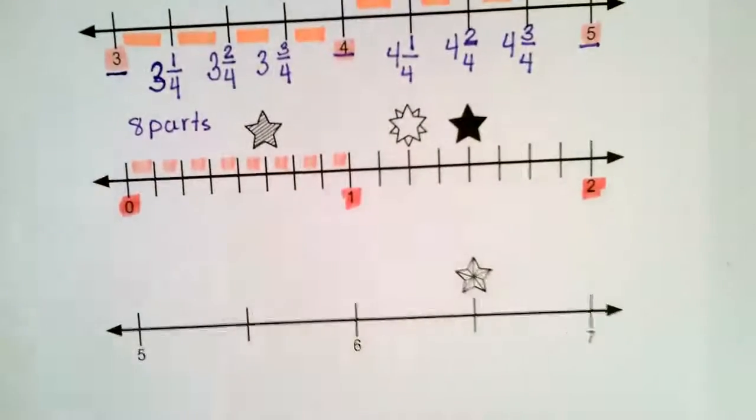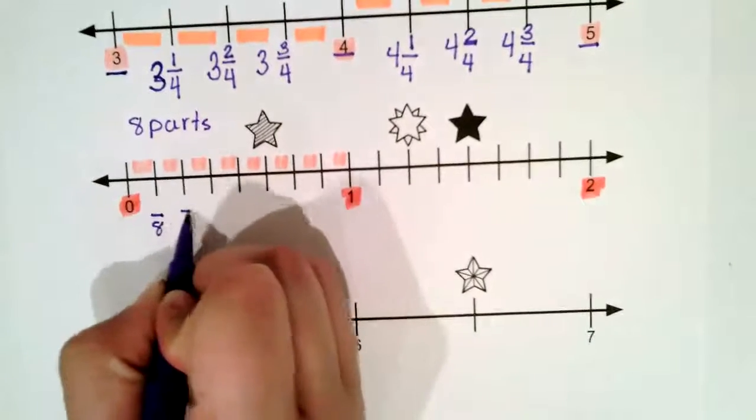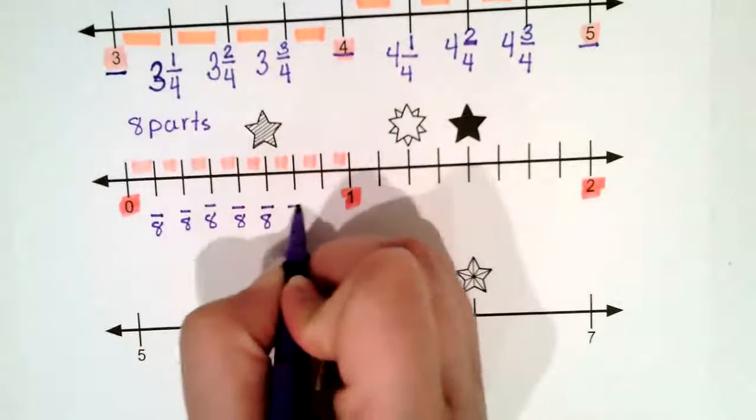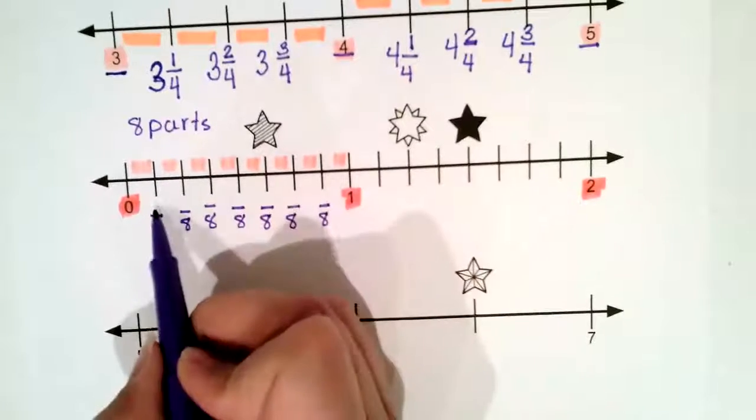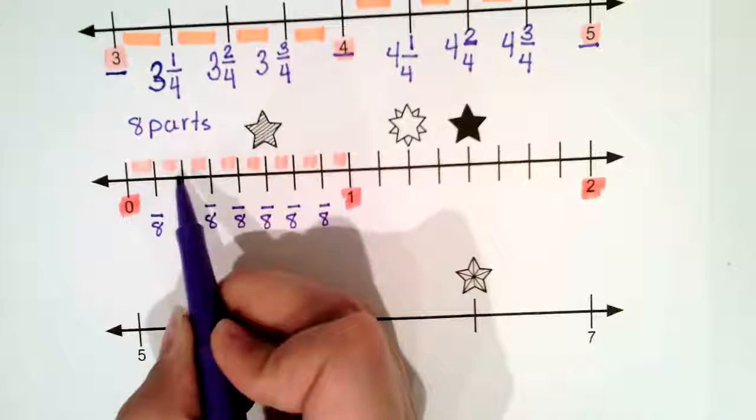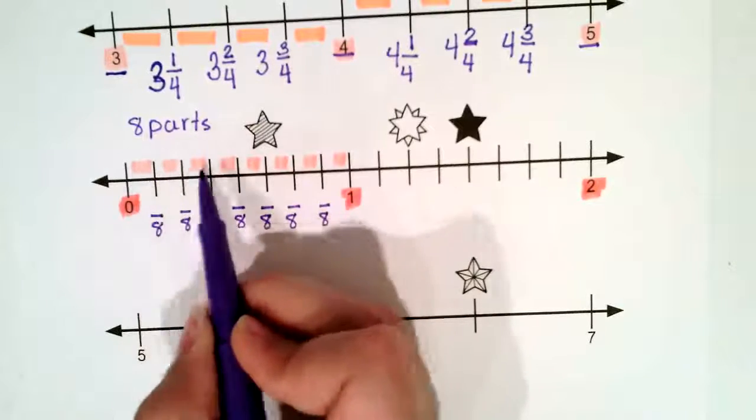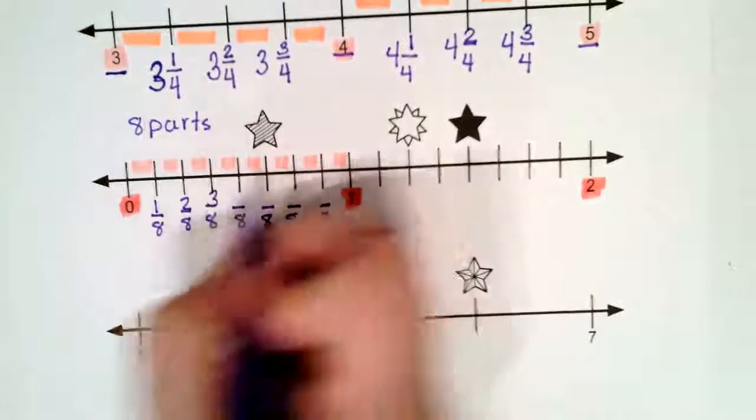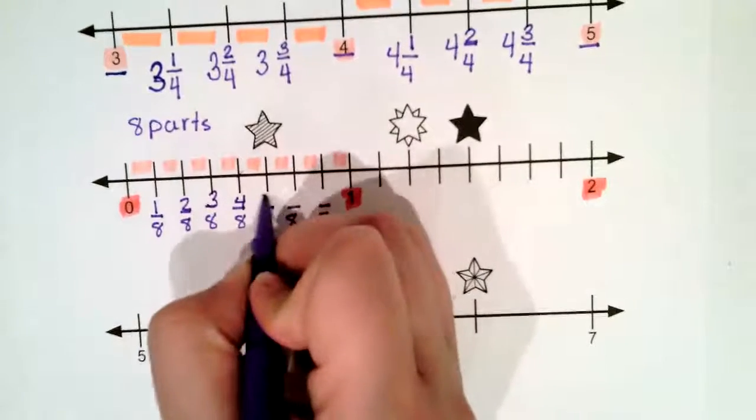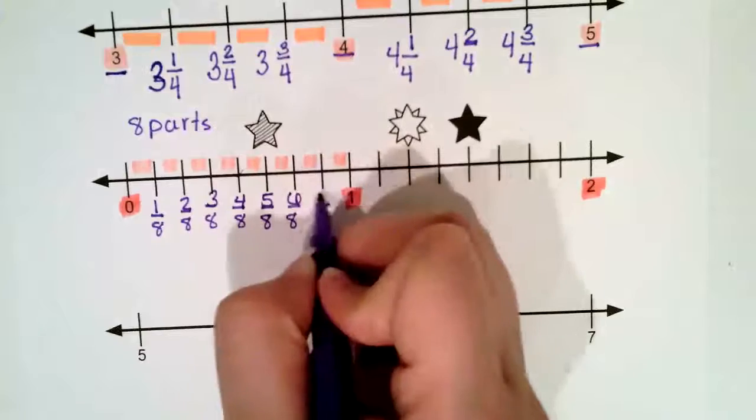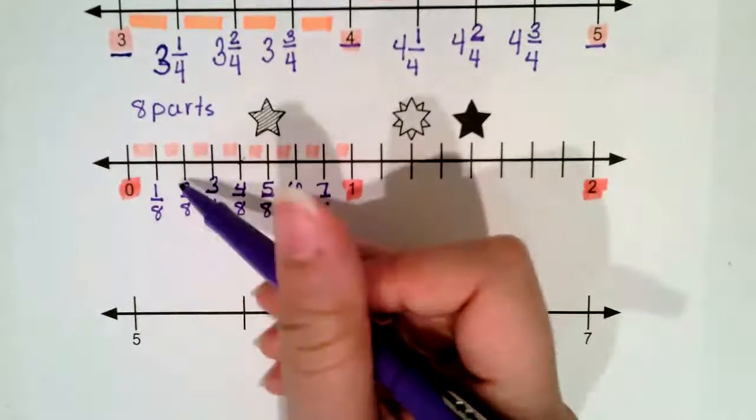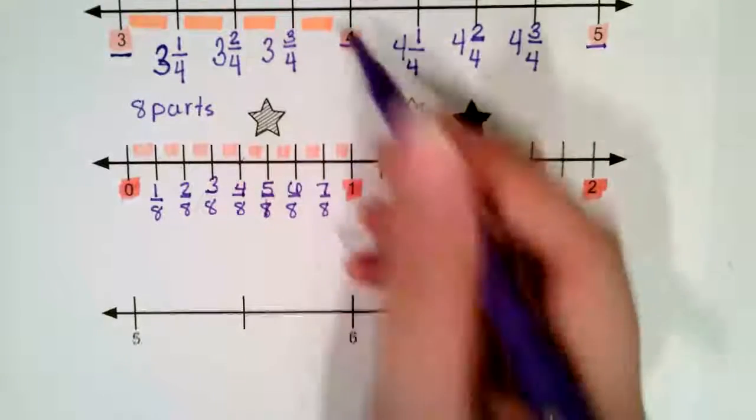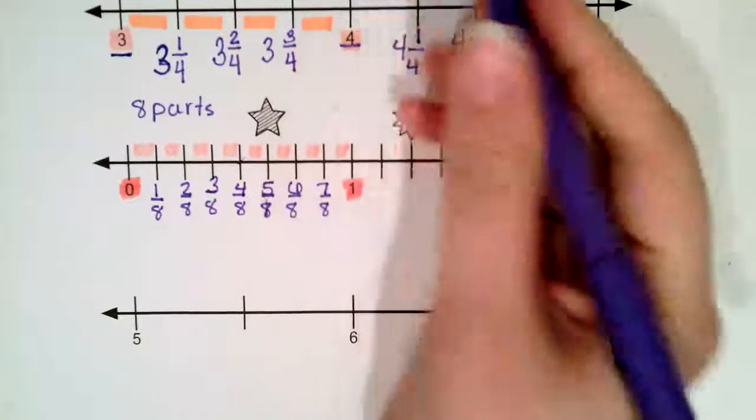So that means that my denominator is going to be 8. And my numerator is going to be each jump that I'm making. So this would be 1, 2, 3, 4, 5, 6, 7. So I have 1/8, 2/8, 3/8, 4/8, 5/8, 6/8, 7/8. So this star is on 5/8.